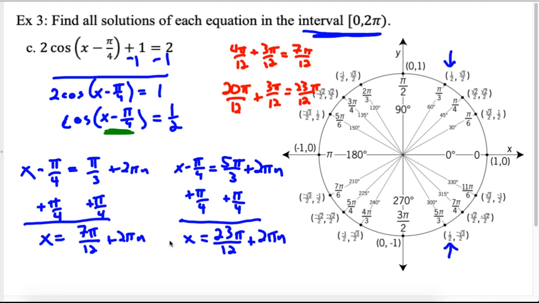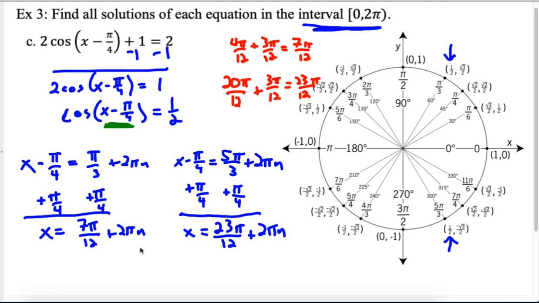Since I only care about values between 0 and 2 pi, if I plug in 0, I'll get 7 pi over 12. If I plug in 0 here, I'll get 23 pi over 12. And if I plug in 1, if I add 2 pi to that, I can clearly see that adding 2 pi to this would be outside of my 0 to 2 pi interval. So these are my solutions.